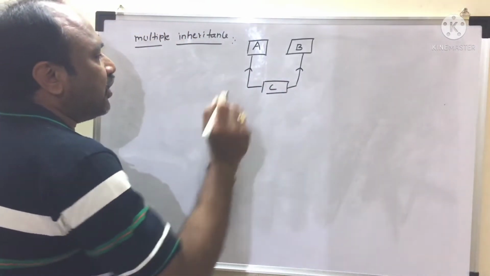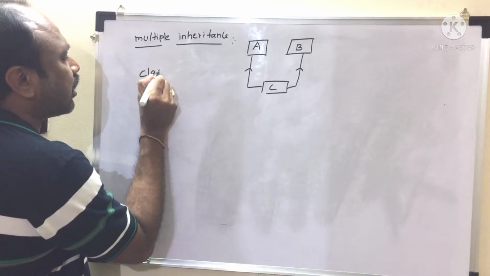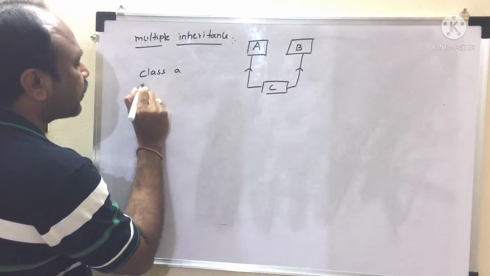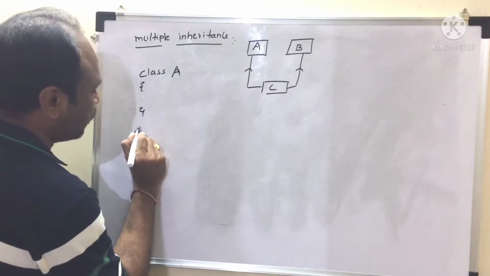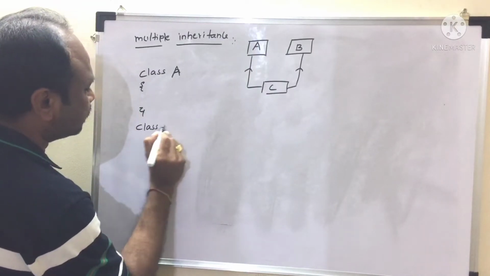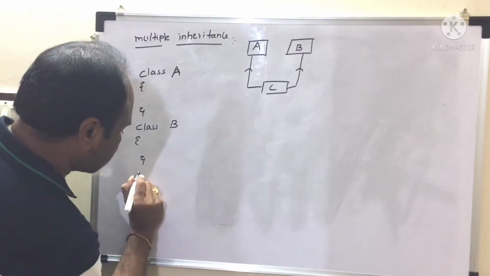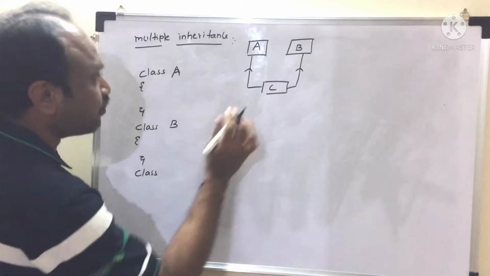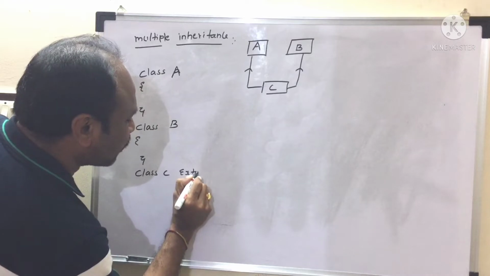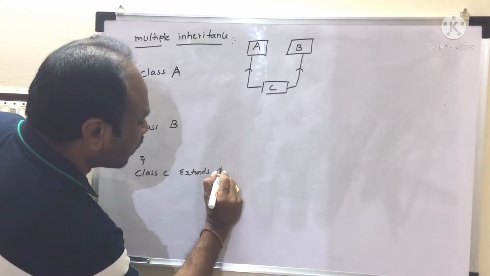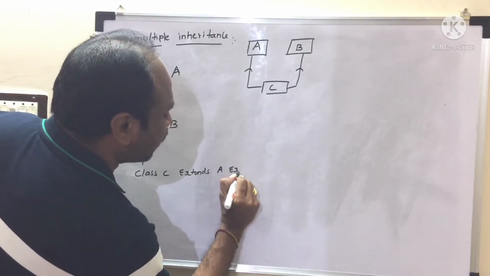But actually, to implement this, how do we have to write? Already we have to take class A, class B. Now we are creating what class? C class. We are creating C class from both A class and B class. Class C extends A, comma, extends B, or extends A, extends B.